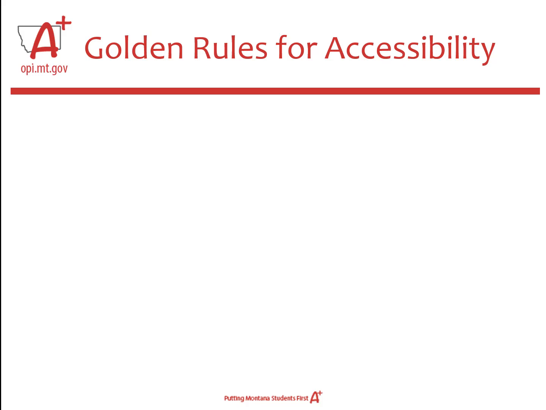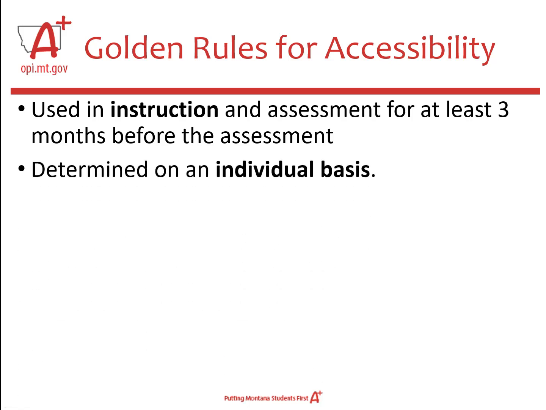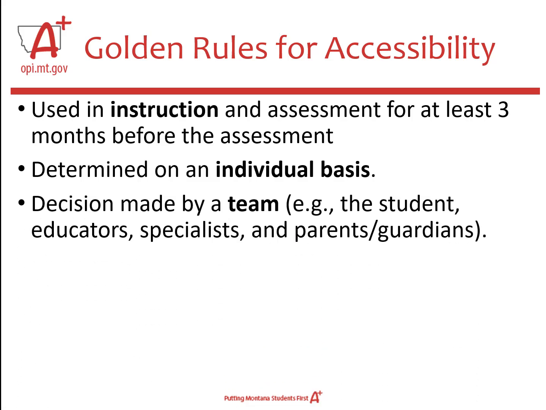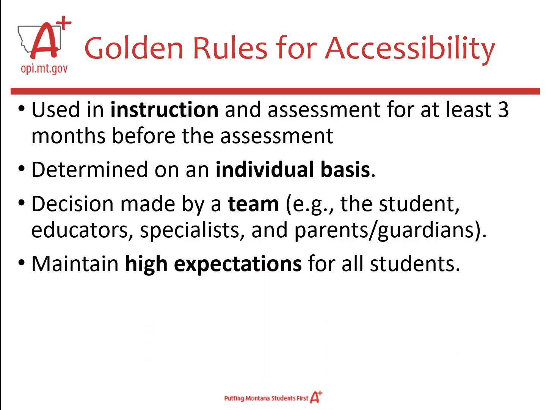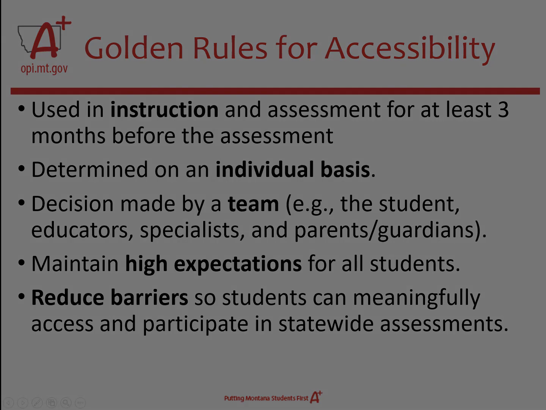Golden rules for accessibility: used in instruction and assessment for at least 3 months before the assessment. Determined on an individual basis. Decision made by a team. Maintain high expectations for all students. Reduce barriers so students can meaningfully access and participate in statewide assessments.